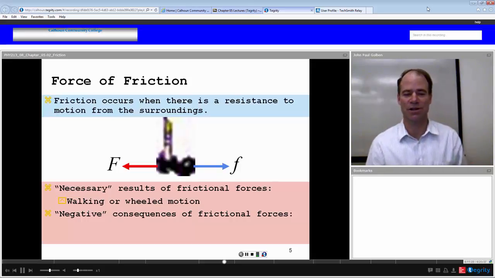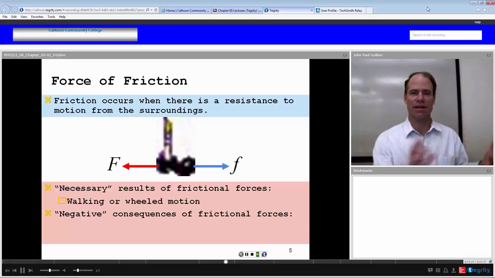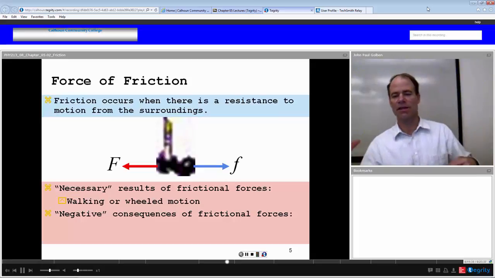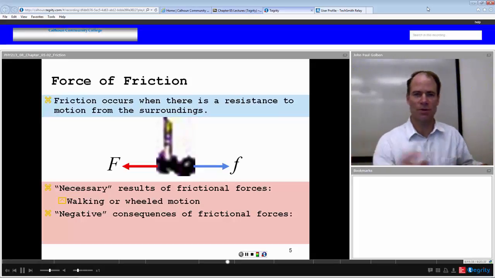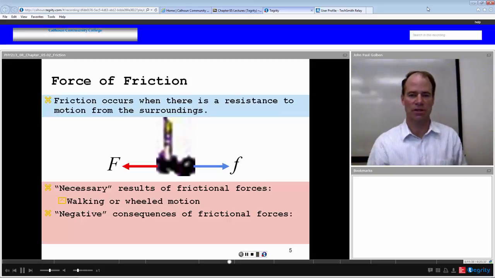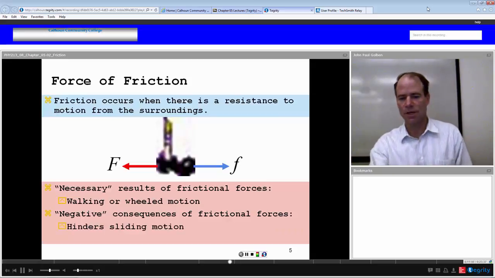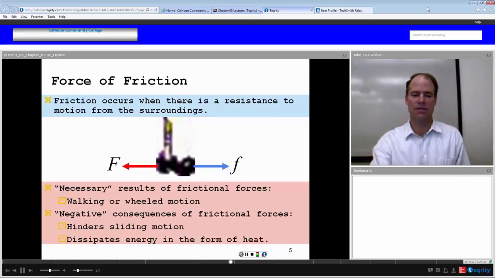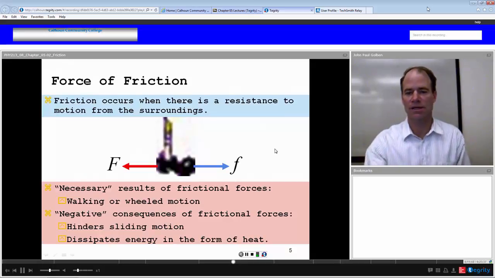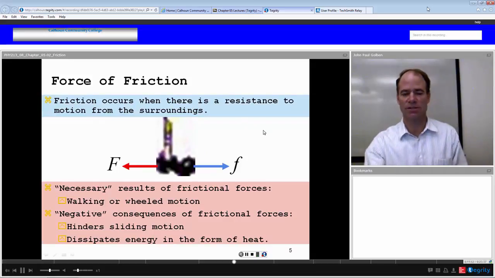It allows wheeled motion to occur. Negative consequences of friction is that if you're sliding, the friction will work against you as you're sliding. So if you have any kind of velocity, any kind of motion in one direction, friction will slow you down. And that's what we're going to be looking at here. So it hinders sliding motion, and in doing so, it also dissipates energy in the form of heat, and you're going to lose mechanical energy because of that.